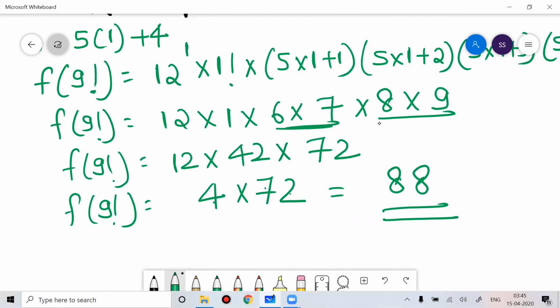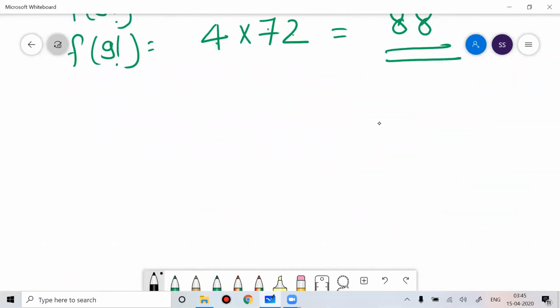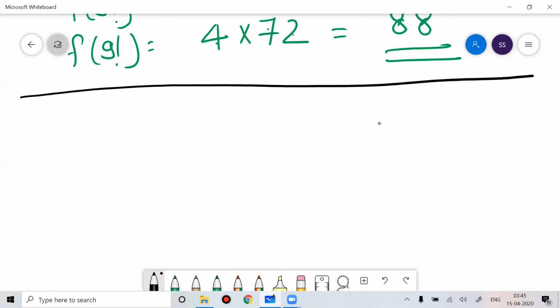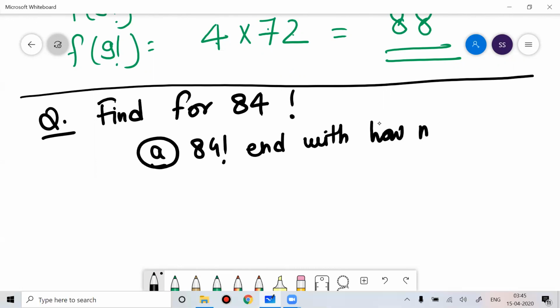Now guys, let's consider a little bit difficult problem. We have done easy problems till now, so let's consider a difficult one. If I ask you the question, find for 84 factorial. Question number one: how many zeros does 84 factorial end with?